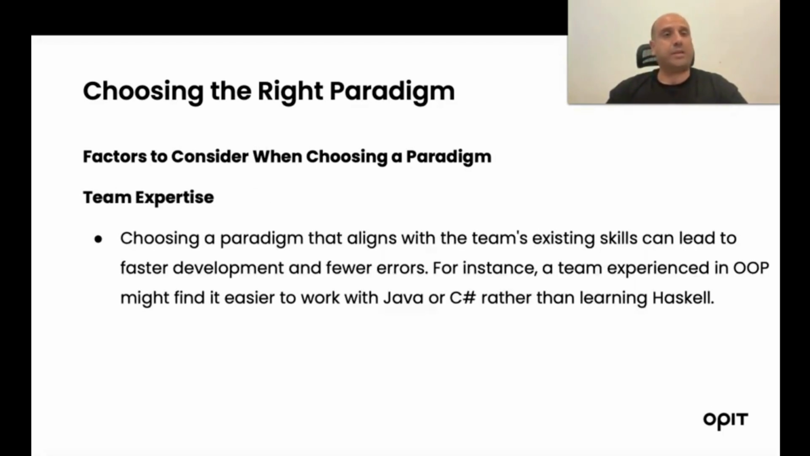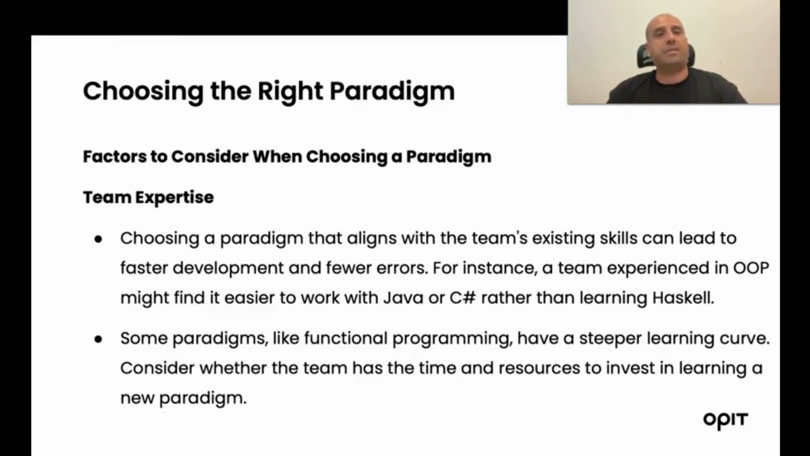Another factor is the team expertise, because this plays a crucial role in how you will be developing. Choosing a paradigm that aligns with the team's existing skills can lead to faster development and, of course, fewer errors. For instance, for a team experienced in OOP, it might be easier to work with Java or C# rather than learning Haskell. Some paradigms like functional programming have a steeper learning curve, so you have to consider whether the team has the time and resources to invest in learning this paradigm.